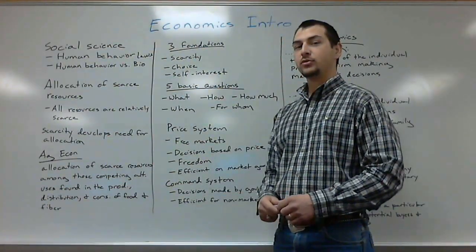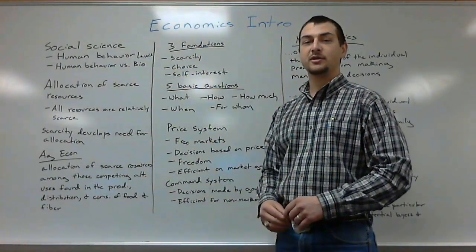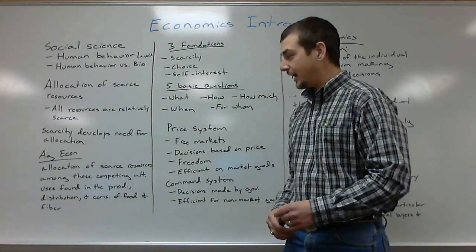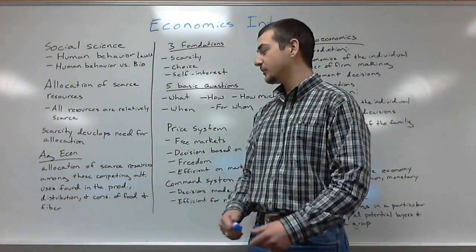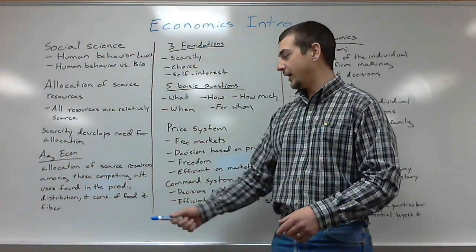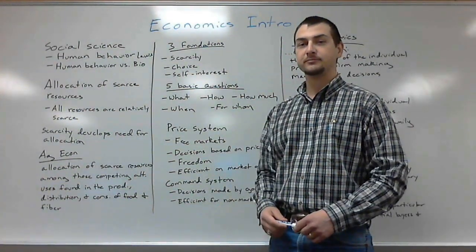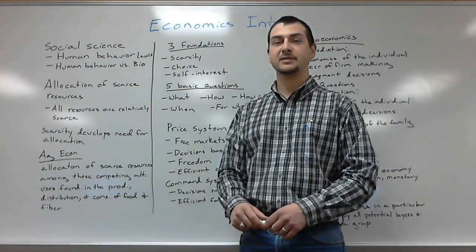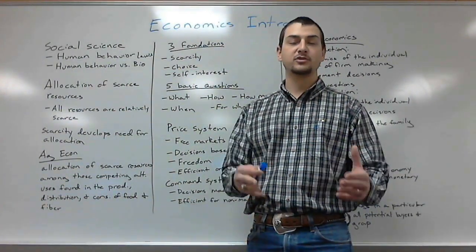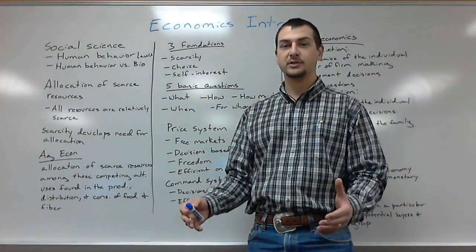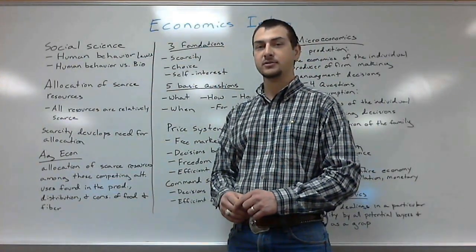So, as we go through this, the definition for ag econ, we're going to talk about economics and specifically agricultural economics. Agricultural economics is the allocation of these scarce resources among those competing alternative uses found in the production, distribution, and consumption of food and fiber. Basically, this long definition means that agricultural economics looks at how we are going to allocate our scarce resources among all the different uses in the food and fiber industry, or in the agricultural commodities industry.